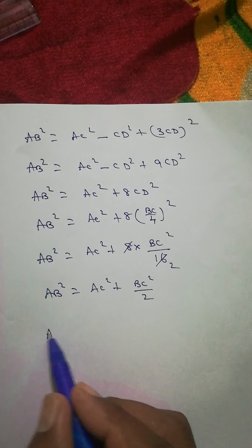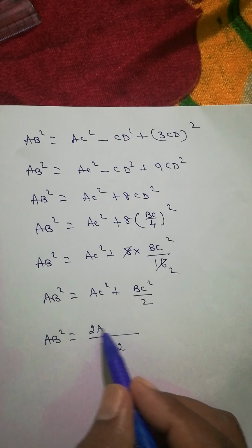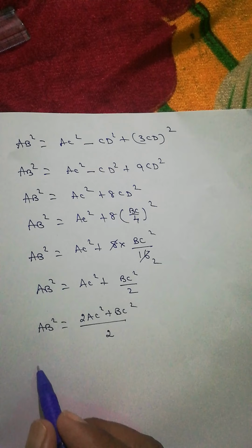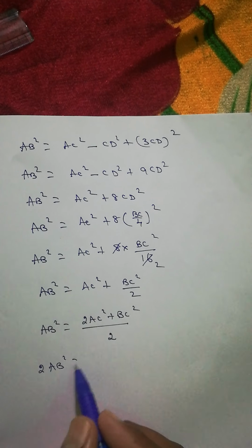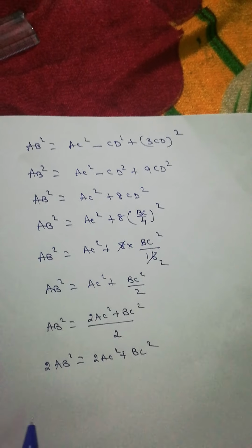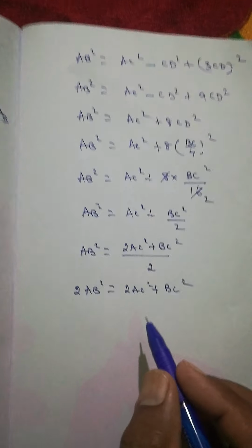Here we'll take the LCM, which is 2, so we get 2AC square plus BC square. Then if you bring 2 here, 2AB square equal to 2AC square plus BC square. That's the proof: 2AB square equal to 2AC square plus BC square. Hence proved.